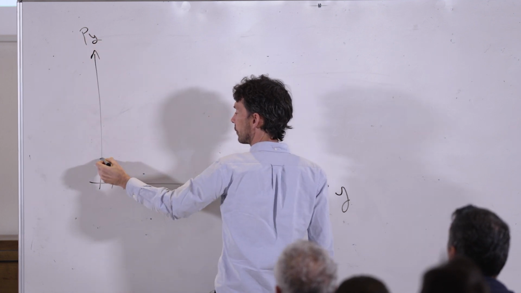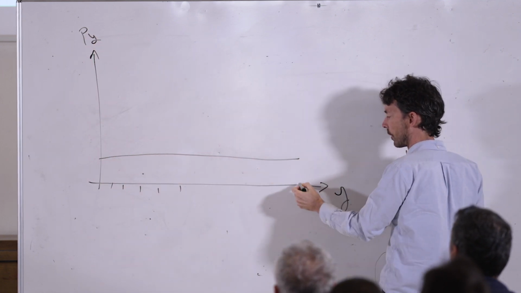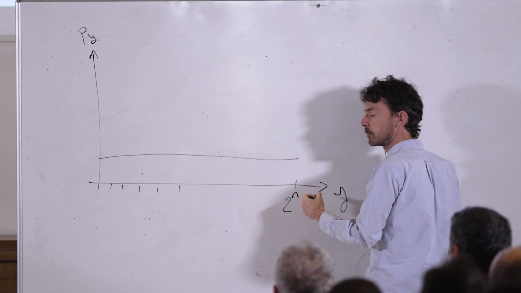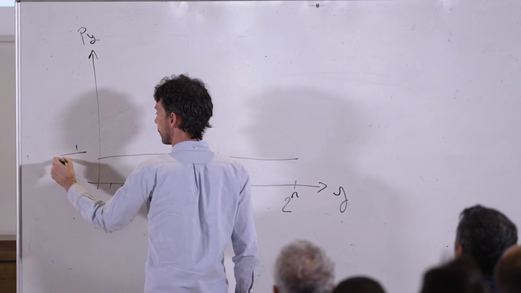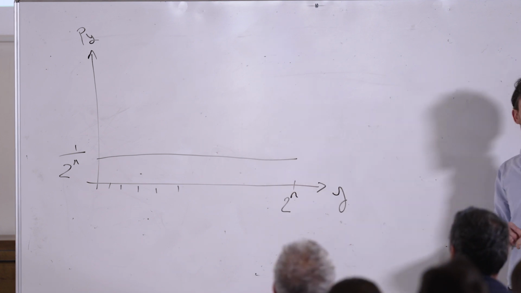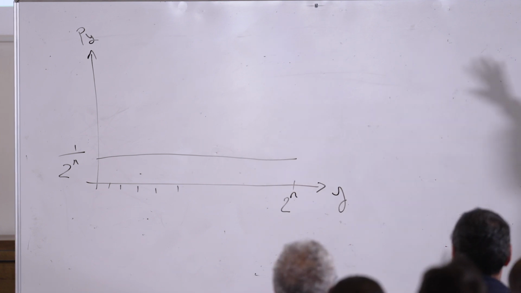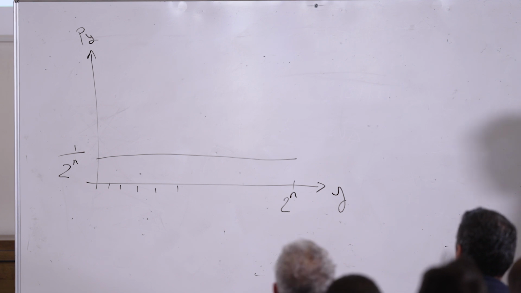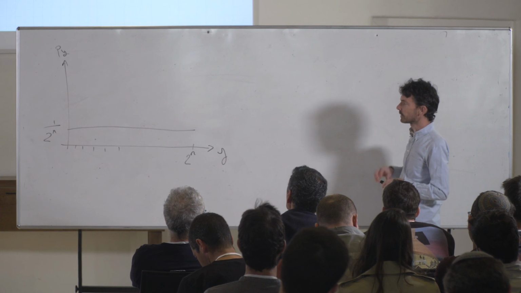And the uniform distribution looks something like this. The number of y's, there's 2 to the n of them, if I say that I have n qubits, and this would be 1 over 2 to the n. So sampling from that distribution is really easy. And so if that was the output distribution of a random circuit, then this experiment would be very easy to spoof. The point is that it's not.